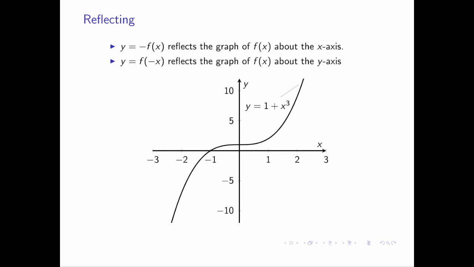And so if we take a base case here, y is equal to 1 plus x cubed. First of all, we're going to reflect around the x-axis. So we're going to use the first rule, and so we're going to put a minus sign in front of the function. And so y would be minus 1 minus x cubed, and you see it graphed out here, and it's reflected around the x-axis.